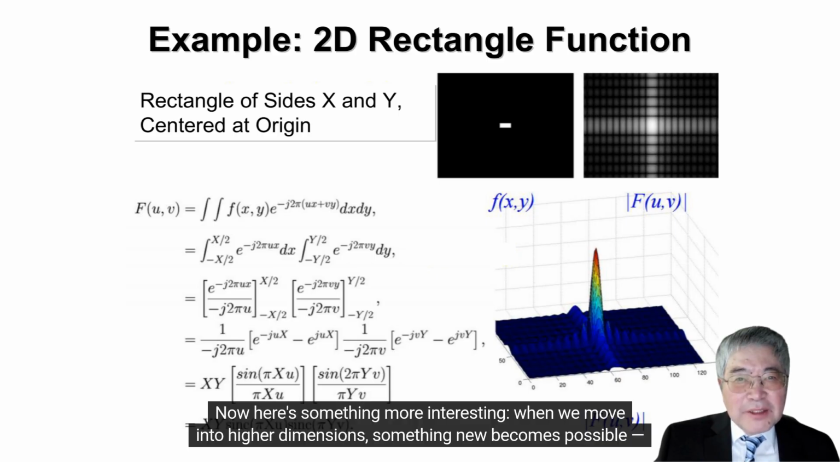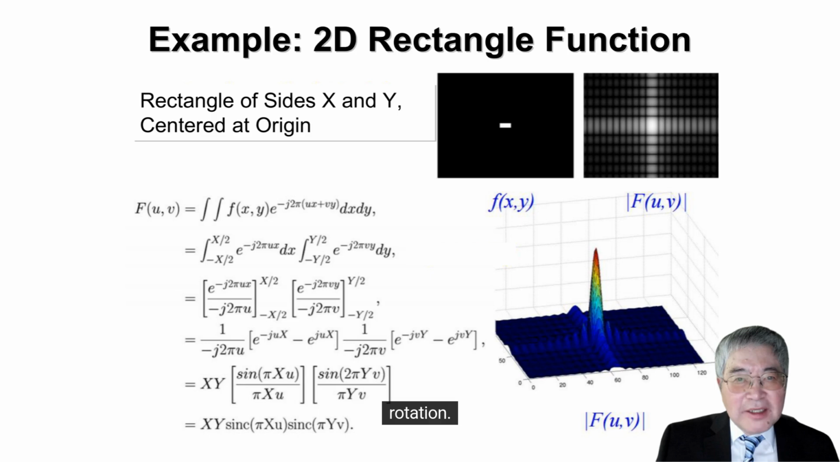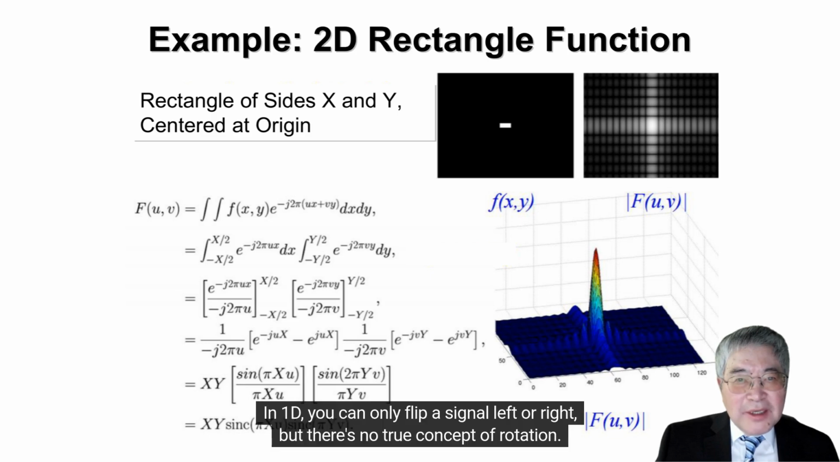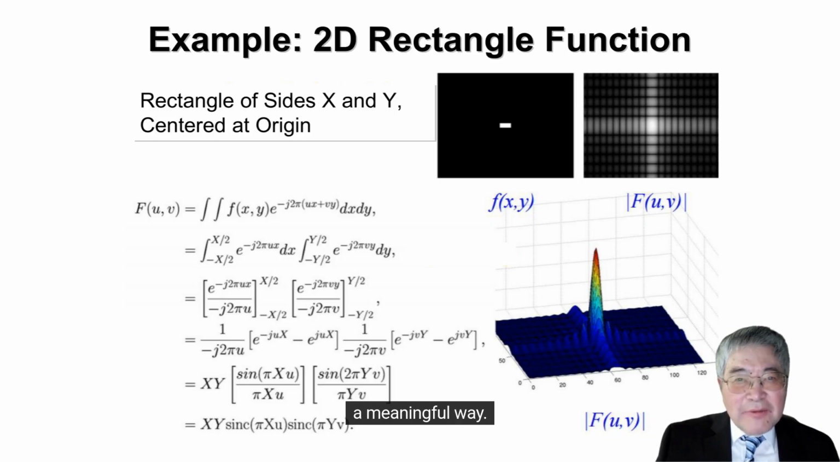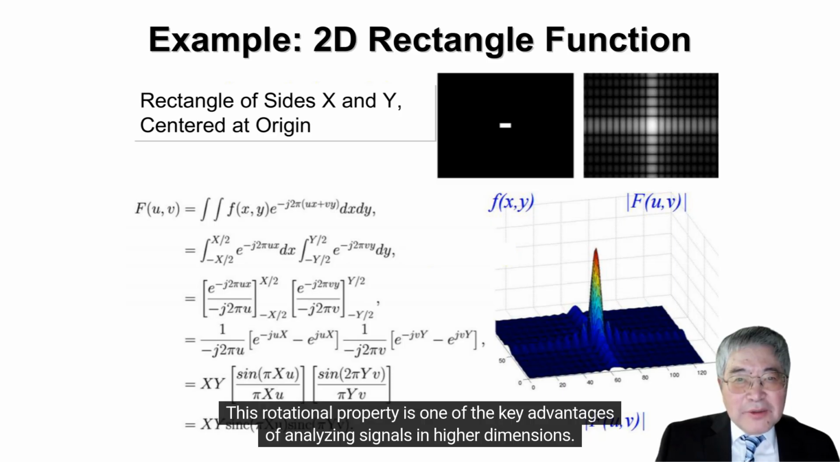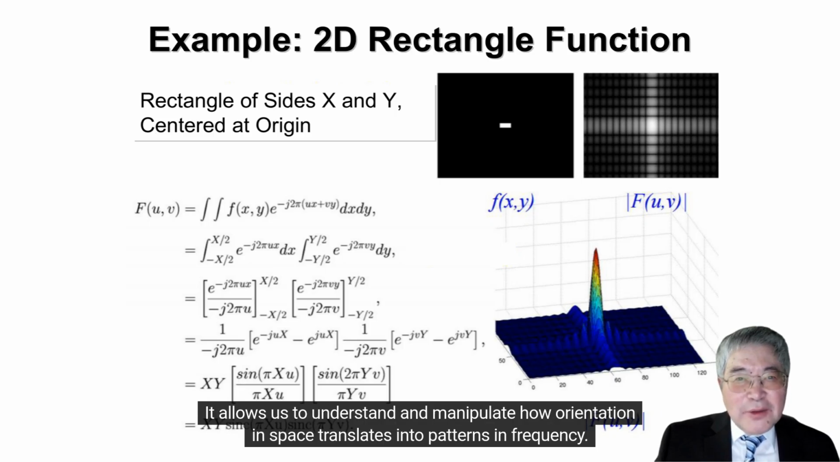Now here's something more interesting. When we move into higher dimensions, something new becomes possible: rotation. In 1D, you can only flip a signal left or right, but there's no true concept of rotation. However, in 2D or 3D, you can rotate the object, and that rotation affects the frequency domain in a meaningful way. This rotational property is one of the key advantages of analyzing signals in higher dimensions. It allows us to understand and manipulate how orientation in space translates into patterns in frequency.